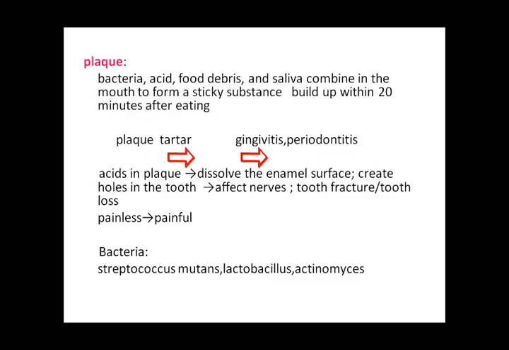So how do these factors work? For example, plaque, bacteria, acid, food debris, and saliva combine in the mouth to form a sticky substance that builds up within 20 minutes after eating. Then acids in the plaque dissolve the enamel surface and create holes in the teeth. After that, they start affecting the tooth nerves. When a lot of tooth tissue has decayed, tooth fracture will occur. In the beginning this is a painless process, but with time it becomes very painful. The bacteria involved here are Streptococcus mutans and Lactobacillus and Actinomyces. So this is the actual process of tooth decay.